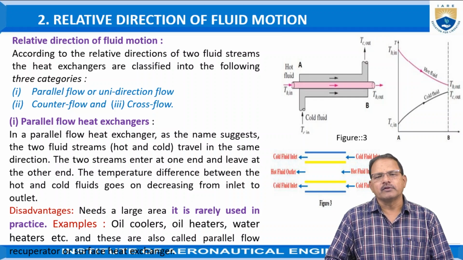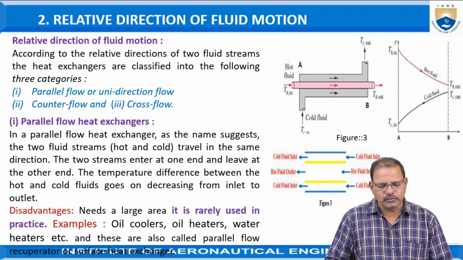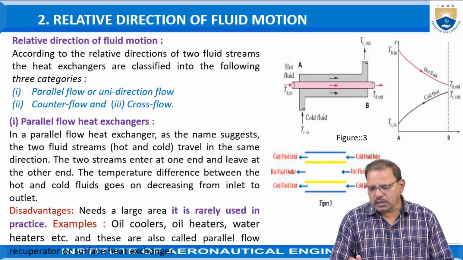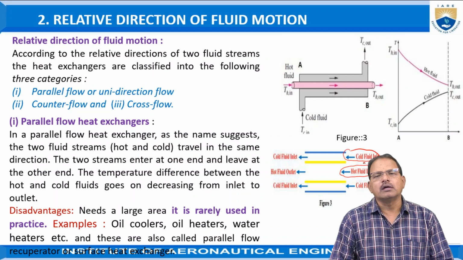Okay, in these exchangers, both the hot fluid as well as the cold fluid are moving in the same direction. The two streams enter at one end and leave at the other end. The temperature difference between the hot and cold fluids goes on decreasing from inlet to outlet. Here, I am taking an example now. Here cold water is there, and fluid is entering from one side. The hot fluid is also entering in the same direction. So, both are moving in the same direction. According to the figure, they are moving from left to right.